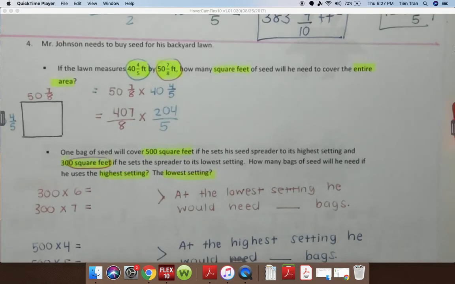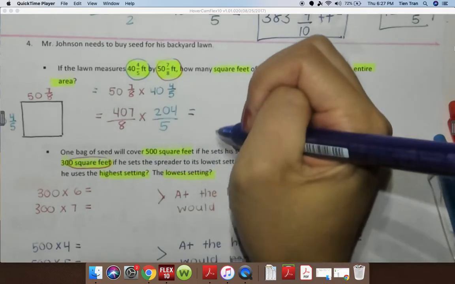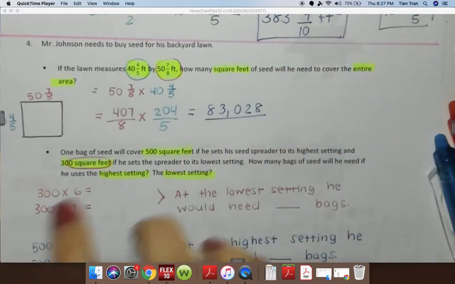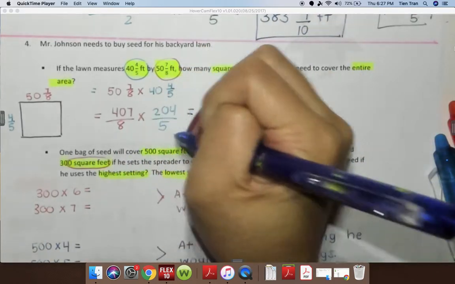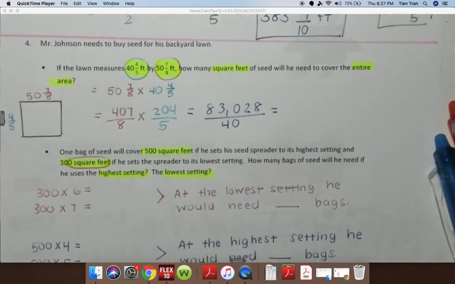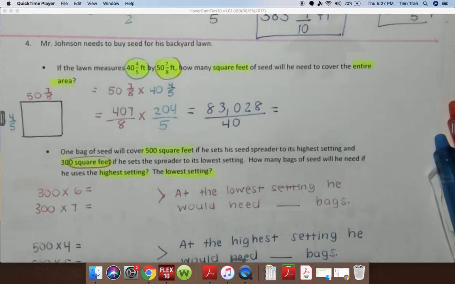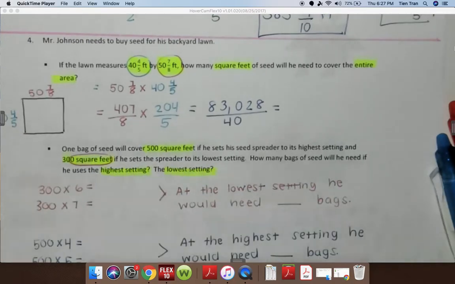Okay, so now I'm going to multiply my two numbers together. I have 204 times 407, which is going to give me 83,028. And I'm dividing it by 40 because 8 times 5 is equal to 40. Okay, so 83,028 divided by 40 is going to give me a different, let me show you what my answer will look like.